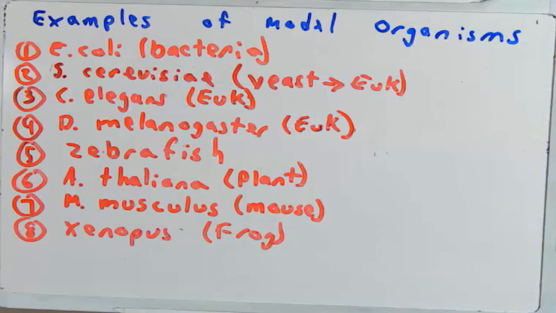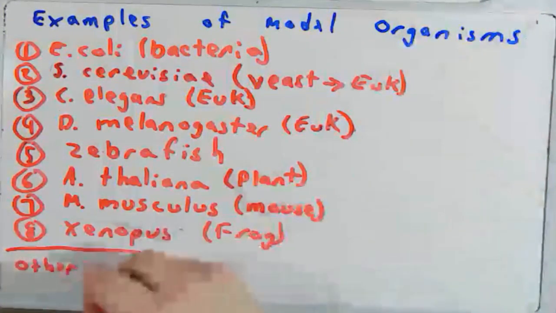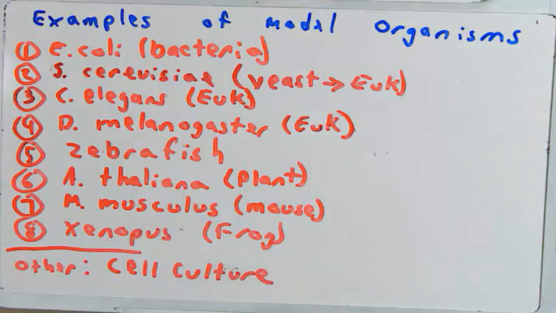And the last one I'm going to list, it's not really a model organism, but it's a common way that we study cells that come from humans, and that would be, I'm just going to indicate it down here as other, and that would be cell culture. Not exactly a model organism in the way we think of model organisms, but certainly a very valuable way that we study cells, particularly human cells, because humans make really lousy model organisms.